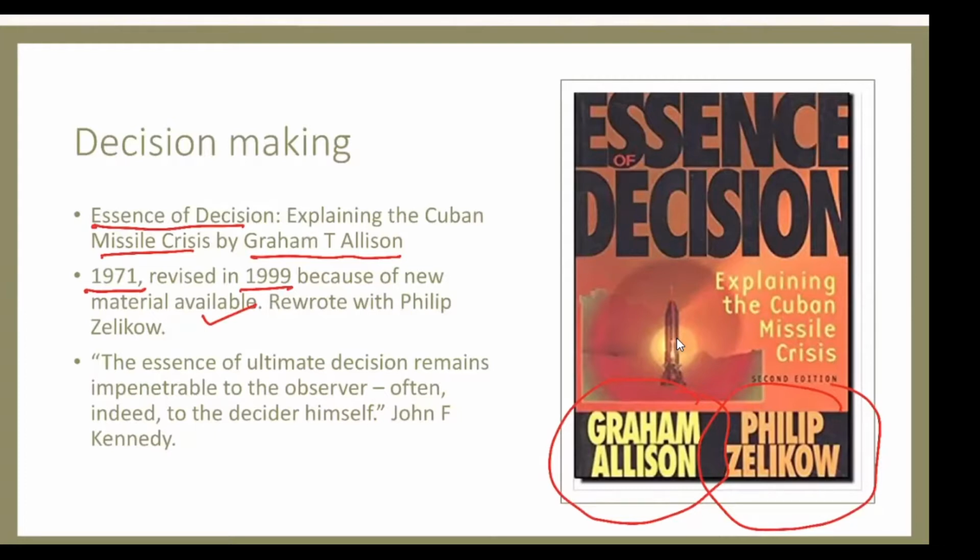This book is given the title Essence of Decision because of what Kennedy said: the essence of ultimate decision remains impenetrable to the observer, often indeed to the decider himself. So even the decider does not know why and how he made that decision. So what is going on here?